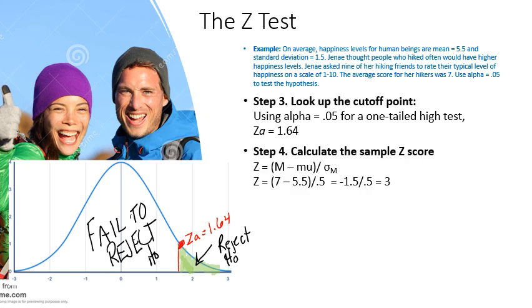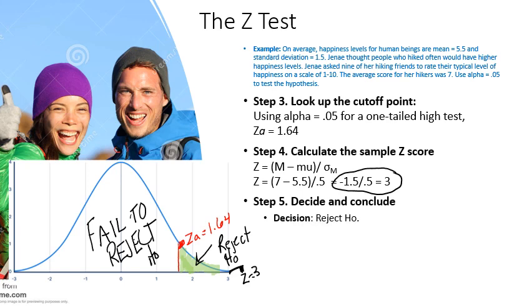So the next step is to calculate that z-score, which we do with the formula z equals M minus mu divided by the standard deviation for the distribution of means, coming up with a z-score of 3. And our last step, we decide and conclude. Our z-score of 3 is way up here. I can't even draw the flag. So let's write z equals 3. And since it is way into the tail of the distribution, we'll decide to reject the null hypothesis.